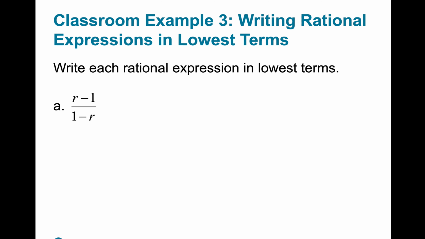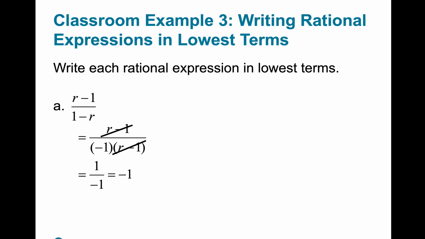Here I have r minus 1 and 1 minus r. So what I could do is factor a negative 1 out of the denominator so that I can then cancel my factors, and my answer is negative 1. This is a really tricky one that does come up in the lab and it does come up on the test. So just quickly jot a note down that when you see this style, you can go ahead and do that factorization.